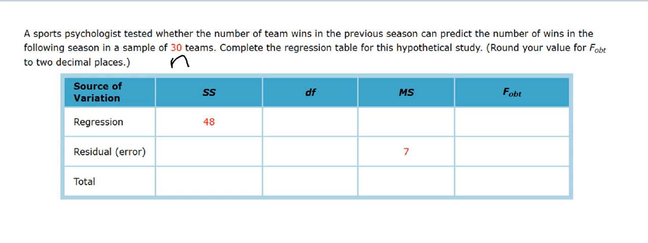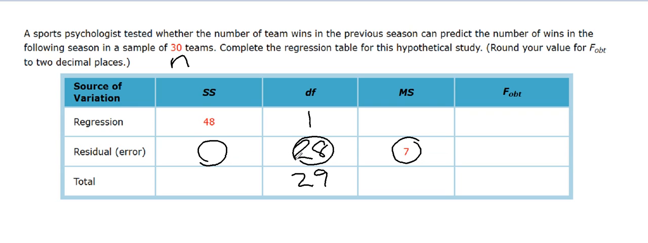Okay, so we know that our degrees of freedom here are 1. For the total, n equals 30, so total degrees of freedom are going to be 29. That means that this has to be 28. So this mean square comes from taking the sum of squares and dividing by 28. If we want to go backwards, we take the 7 and multiply by the 28. So 7 times 28 is 196. So that goes here.